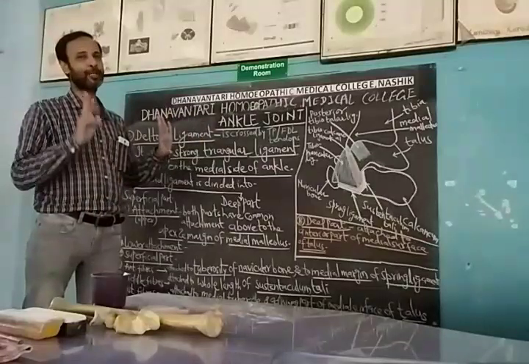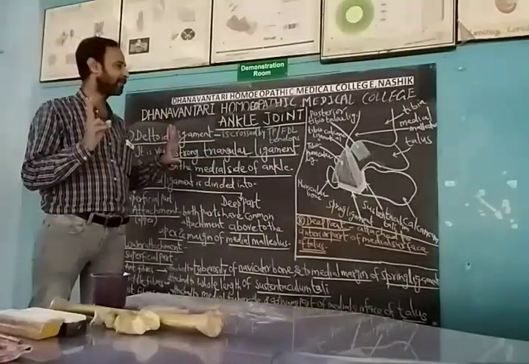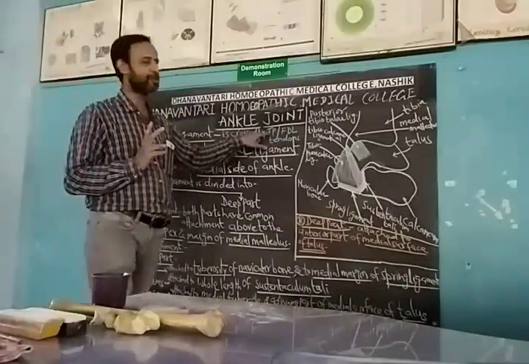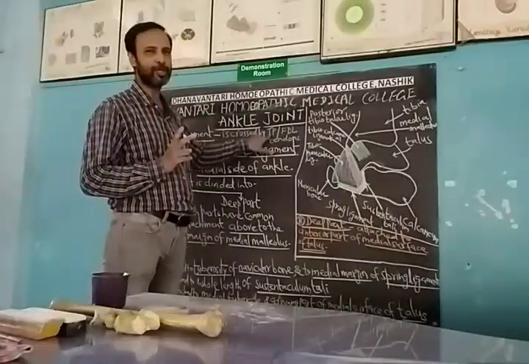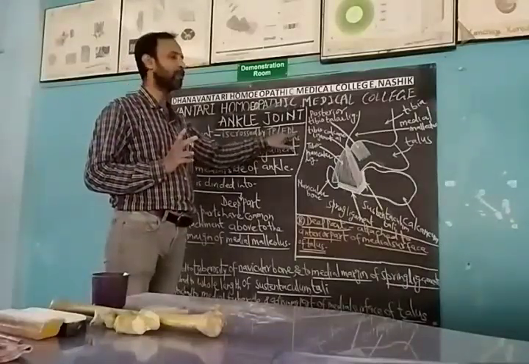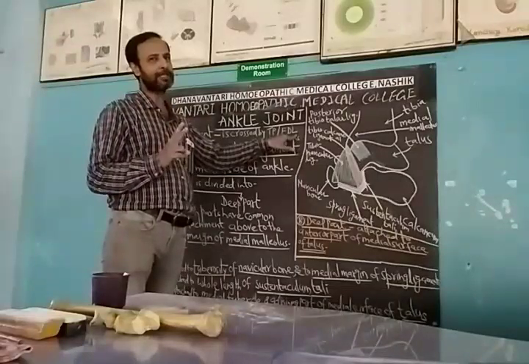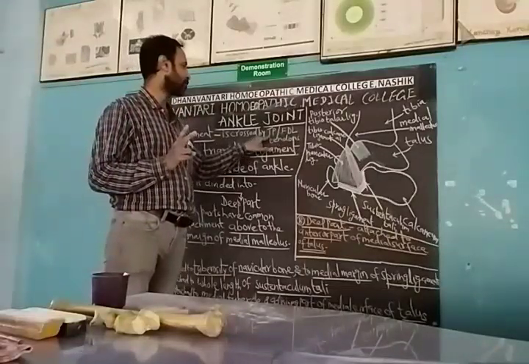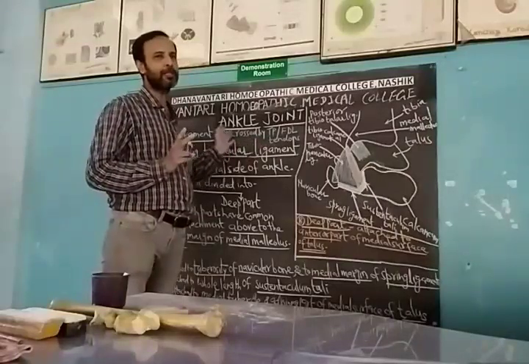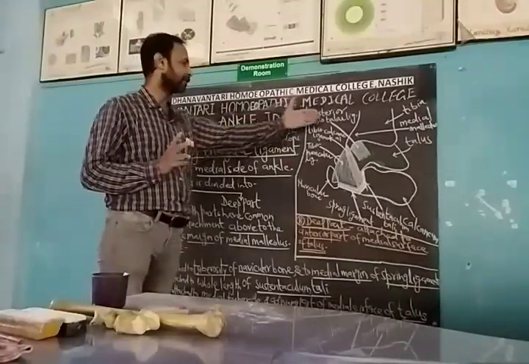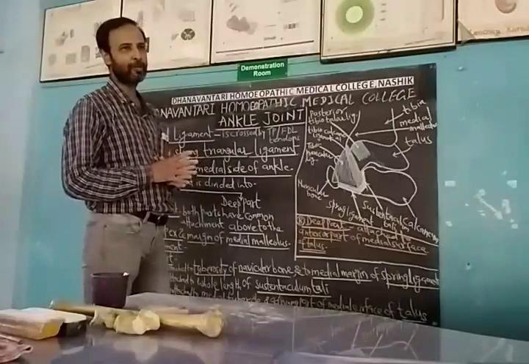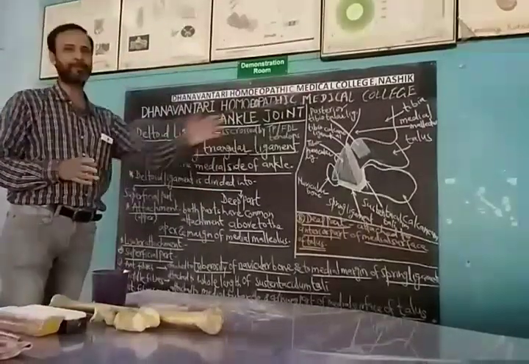This is crossed by two tendons, and these tendons are the tibialis posterior and flexor digitorum longus. So these two tendons cross the deltoid ligament. So this is all about the details of the deltoid ligament.